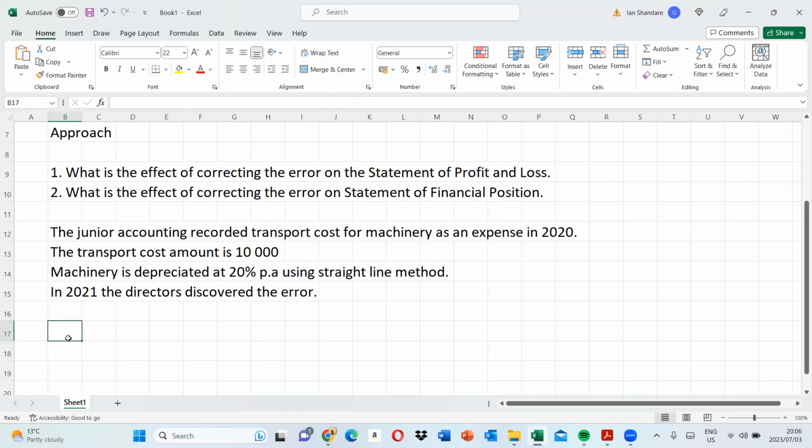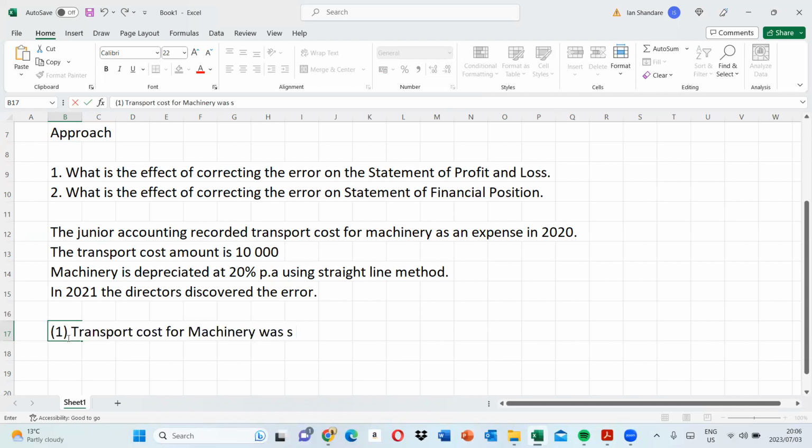How are we going to think through things in this regard? Now, let's look at it. First things first, transport cost for machinery. What is the correct thing? It is supposed to be added to the cost of machinery.